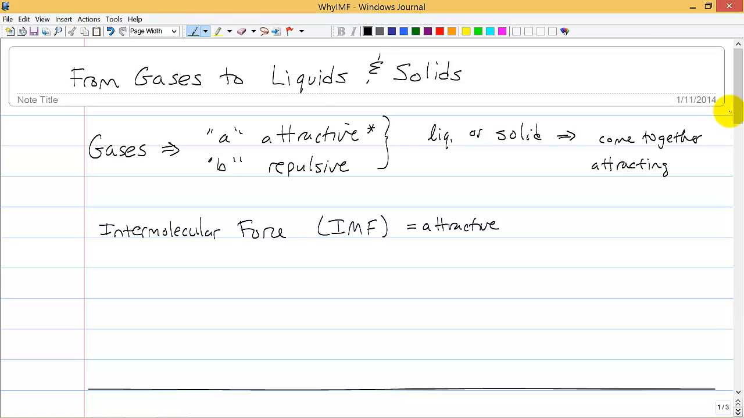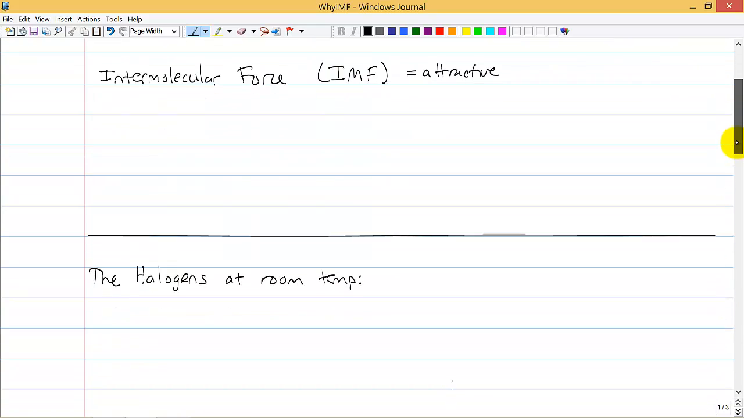So what I want to do is look at some data and see if we can get some trends that will tell us what we need to understand about this intermolecular force, so that if we come up with an explanation, that explanation will have to work for all of these things. So let's give it a try.